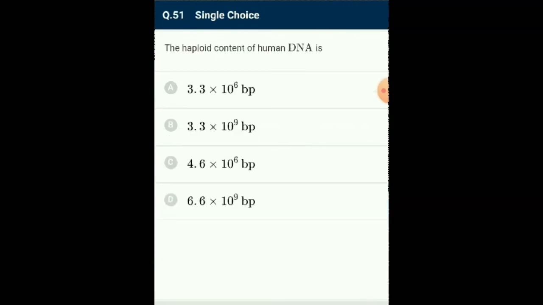Question number 51. The haploid content of human DNA is. The human genome is a complete set of nucleotide sequence present in 23 pairs of chromosomes in the cell nuclei. The haploid genome, which is found in the germ cells like sperms and eggs before the formation of diploid zygote, consists of nearly 3 billion DNA base pairs. It is approximately 3.3 into 10 to the power of 9 base pairs or 3.3 Gb for the haploid genome, and double the amount or 6.6 into 10 to the power of 9 base pairs or 6.6 Gb in the diploid genome. So the answer is option B, 3.3 into 10 to the power of 9 base pairs.